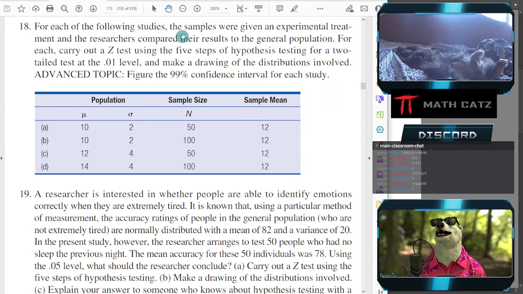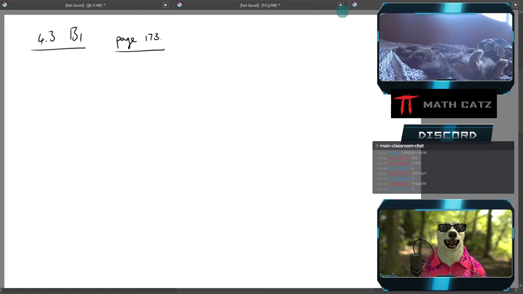For each of the following studies, the samples were given an experimental treatment and the researchers compared their results to the general population. For each, carry out a z-test using the 5 steps of hypothesis testing. For a two-tailed test at the 1% level, make a drawing of the distributions involved, figure the 99% confidence interval, but one thing at a time. We'll focus just on A and slowly walk through the steps. Number 18 here.